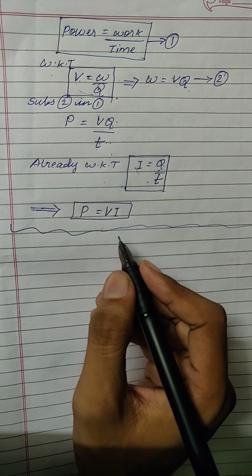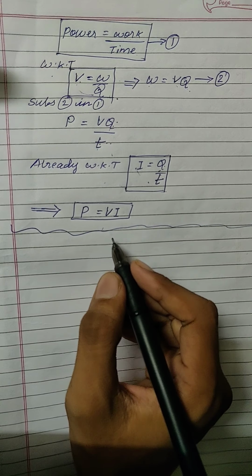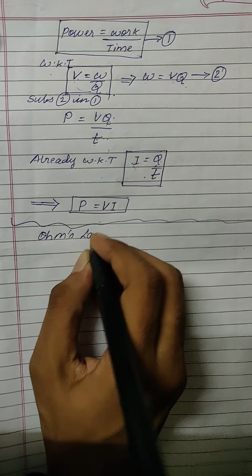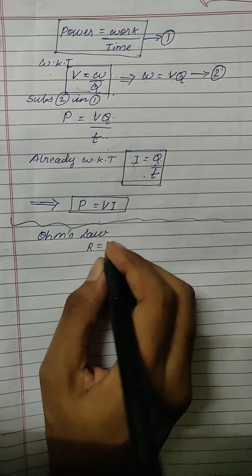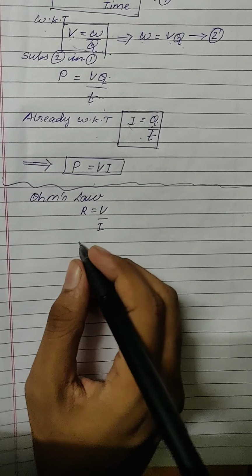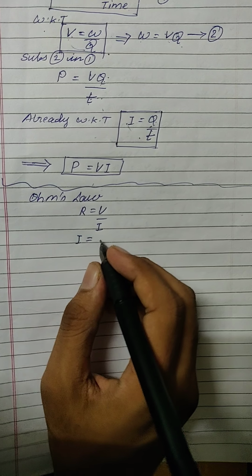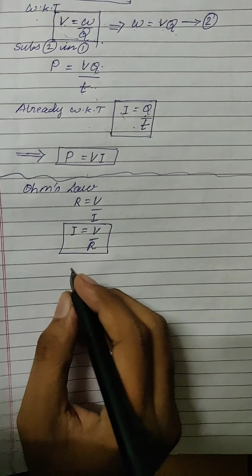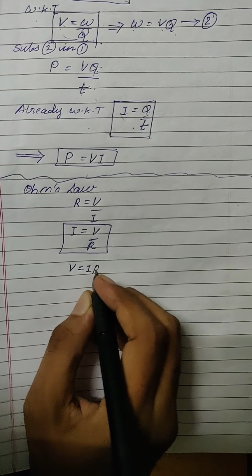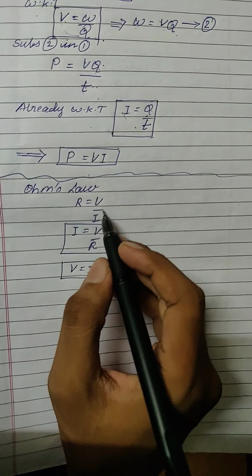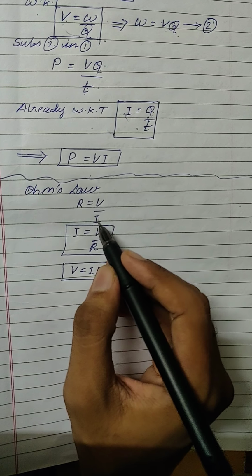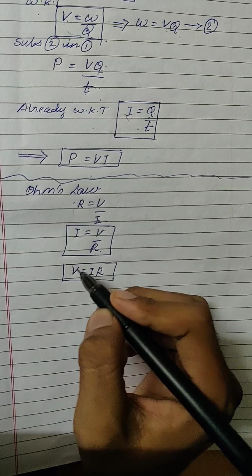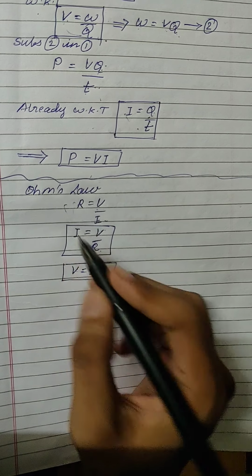We already know R is equal to V by I, using Ohm's law. Or in other words, you can say I is equal to V by R, isn't it? These are all interchangeable. Or you can say V is equal to IR. Please listen. From R is equal to V by I, I will go to the left side and R will come here. So it will become I is equal to V by R. Or if I equate V, it becomes V is equal to I into R.